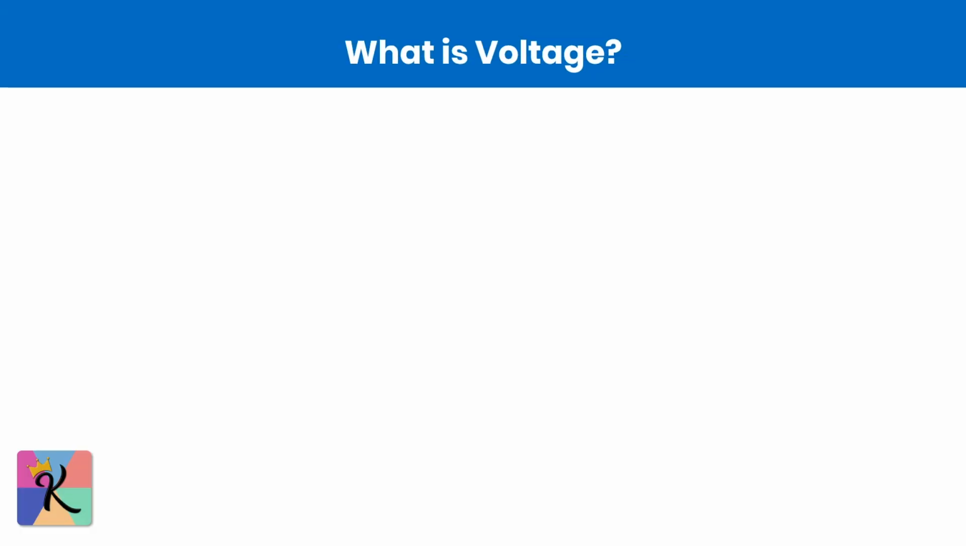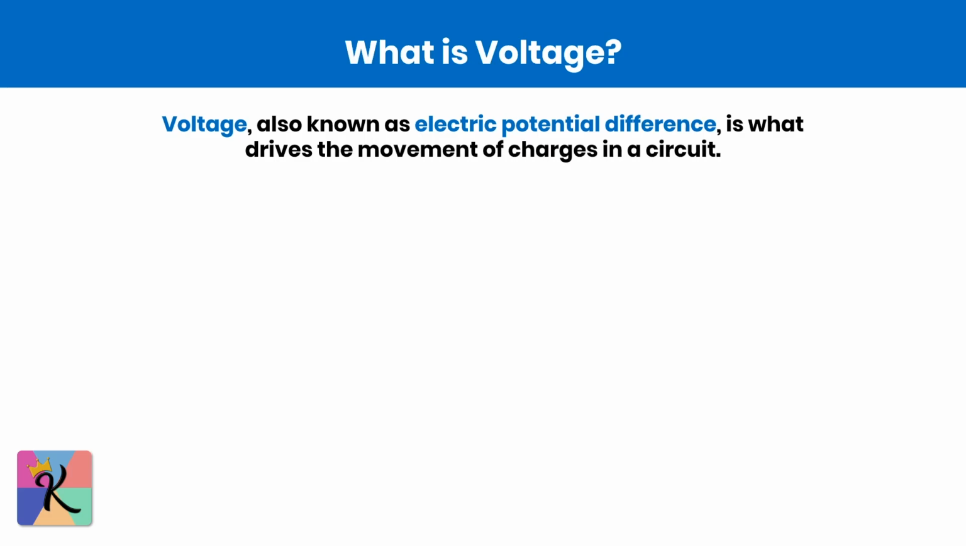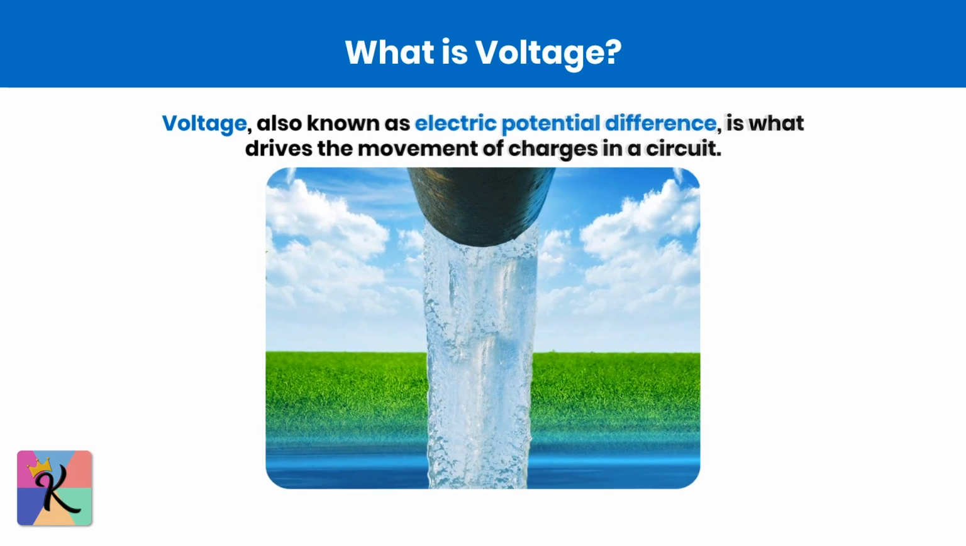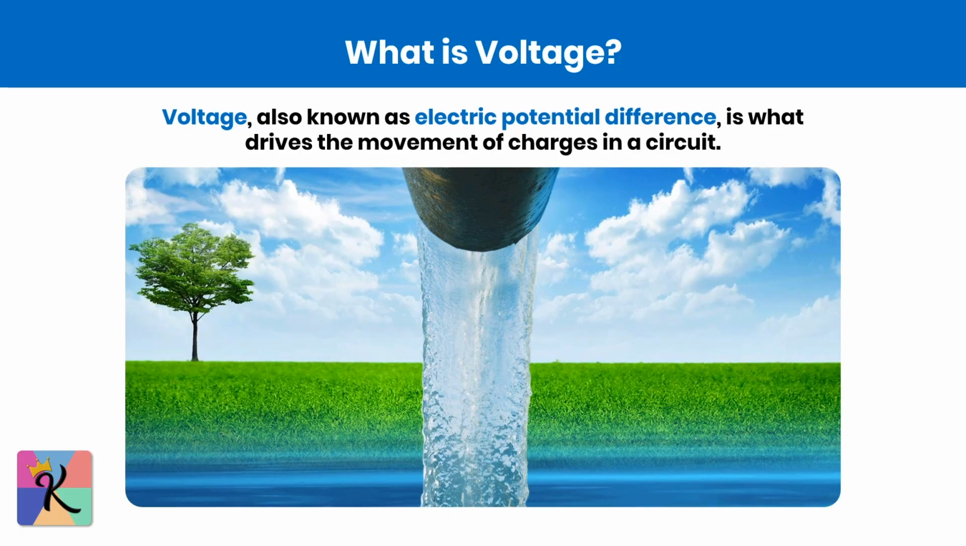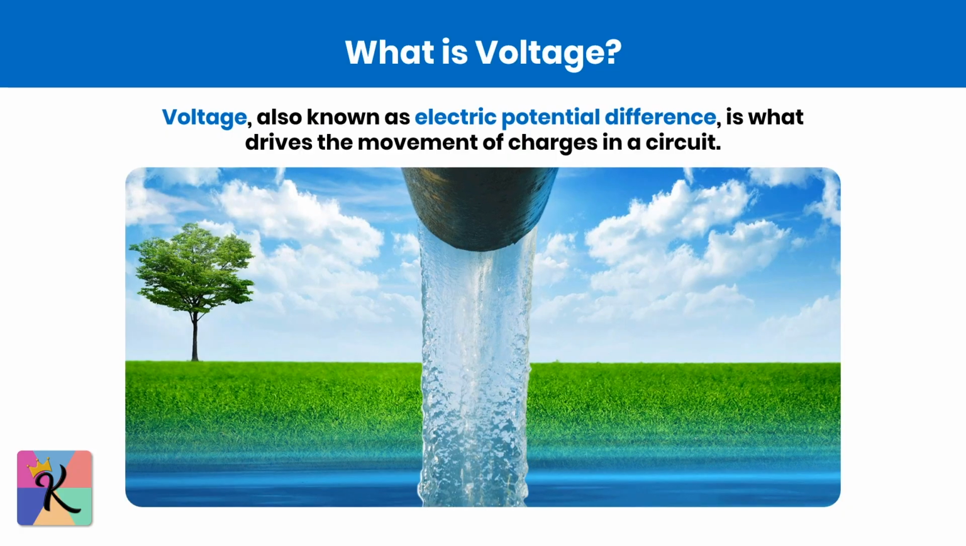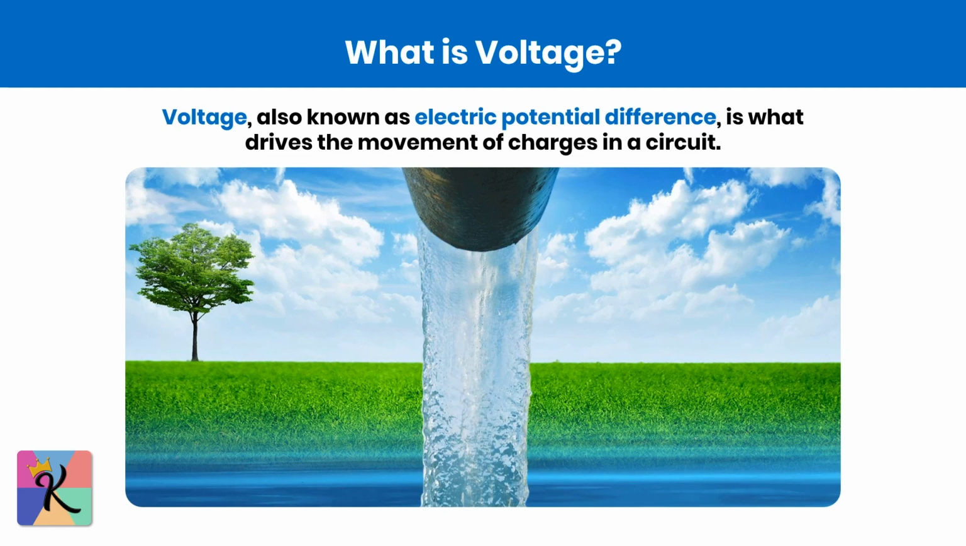What is voltage? Voltage, also known as electric potential difference, is what drives the movement of charges in a circuit. Think of it like the pressure in a water pipe pushing water forward. Without voltage, there's no force to move the electrons, and the circuit won't work.